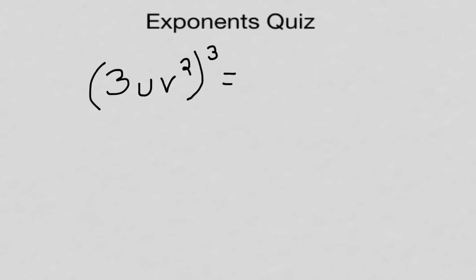All right, we're on number 6. I've got 3uv squared inside of parentheses, and all of that is cubed. So I want you to remember that the cubed, the power of 3, applies to the 3, it applies to the u, and it applies to the v squared. 3 cubed, 3 to the third power, is 3 times 3, which is 9, times 3, which is 27. u to the first cubed means you multiply the two exponents, 3 times 1, you get u cubed. Then finally, v squared cubed is v to the 2 times 3, the sixth.